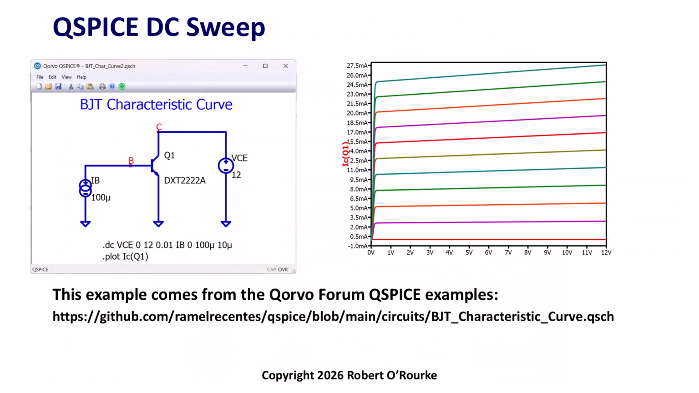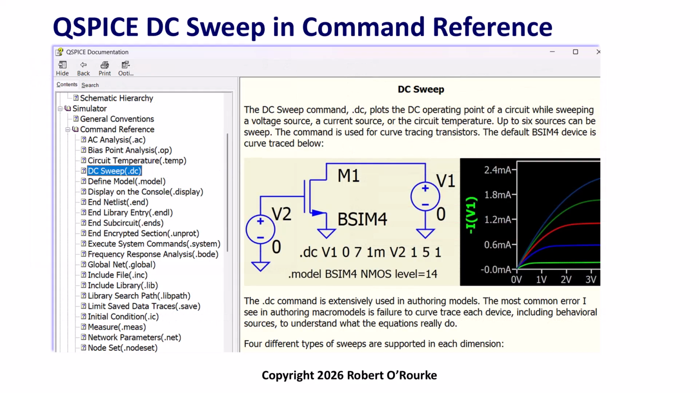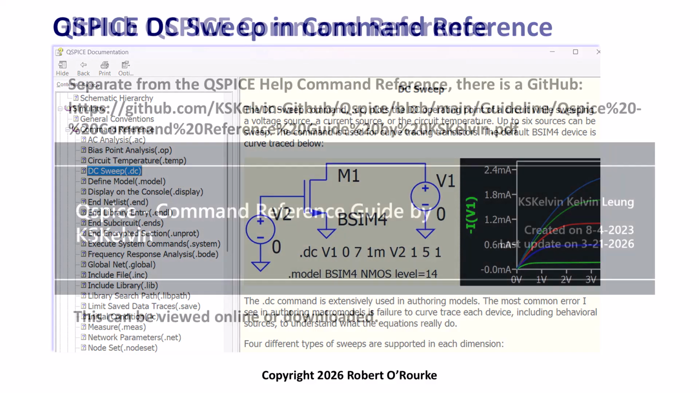The STEP parameter sweep is not the only parameter sweep in QSPICE. This circuit shows DC sweep with a circuit that comes from the Qorvo forum. Here's the QSPICE help command reference for DC sweep in case you want to pursue it.